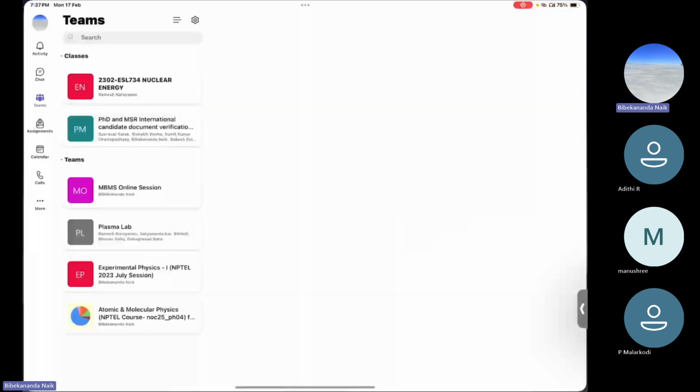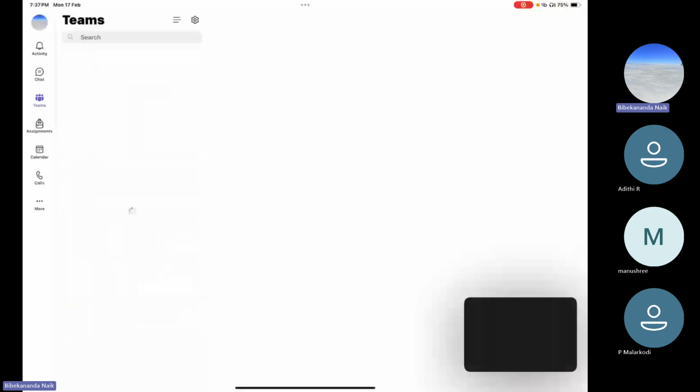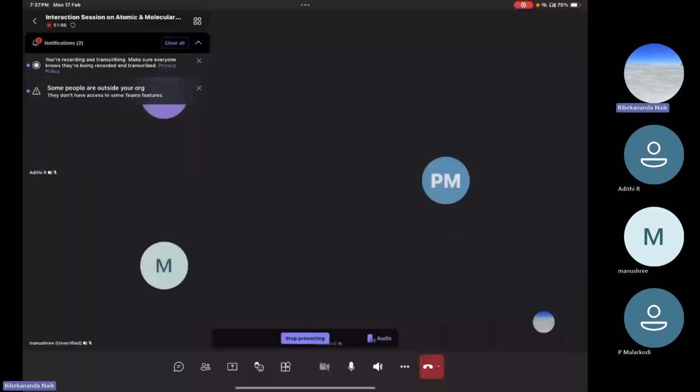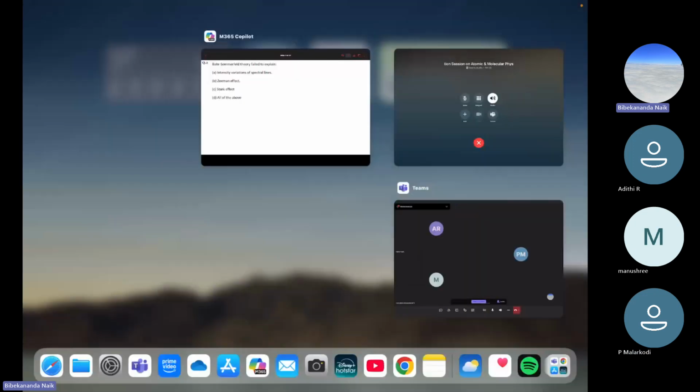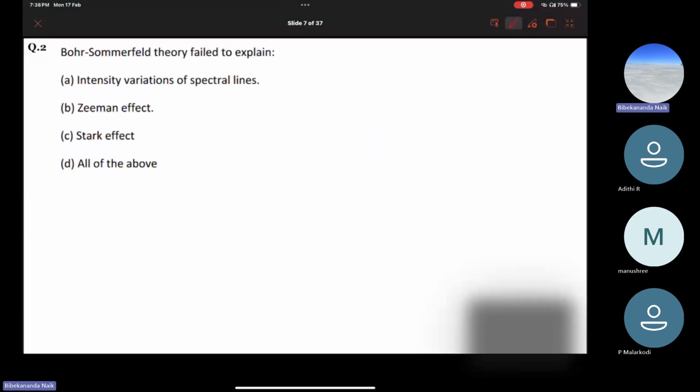Okay, option D, you are saying the last option. Yes, the correct option is option D, because the Bohr-Sommerfeld theory was not able to explain all the above things: intensity variations of spectral lines, Zeeman effect, and Stark effect.